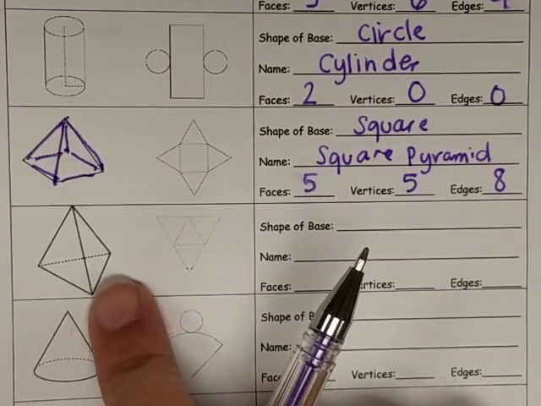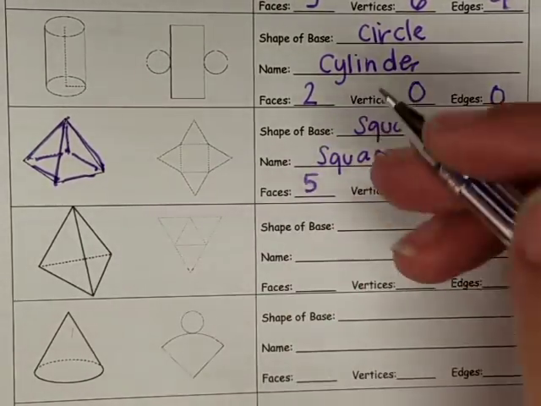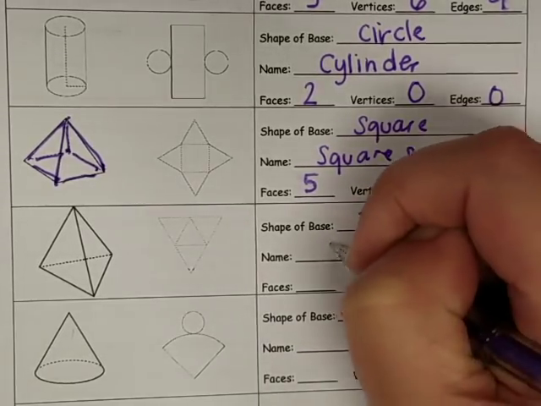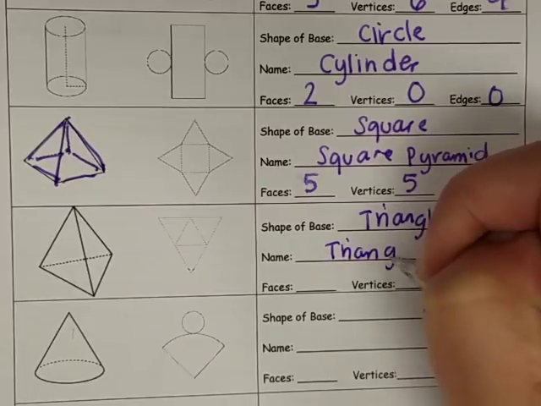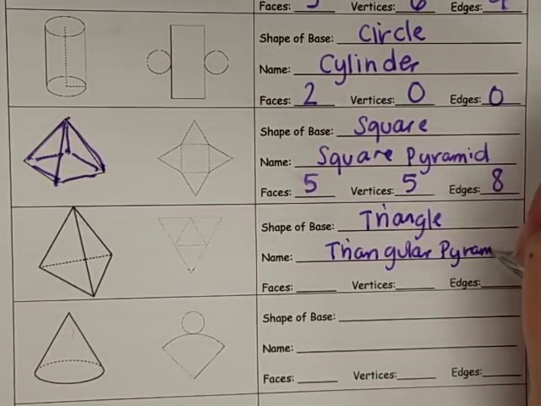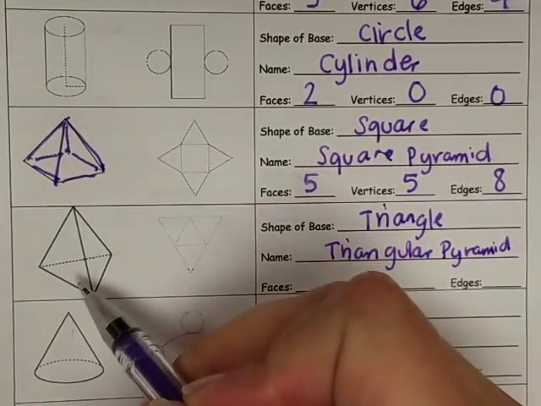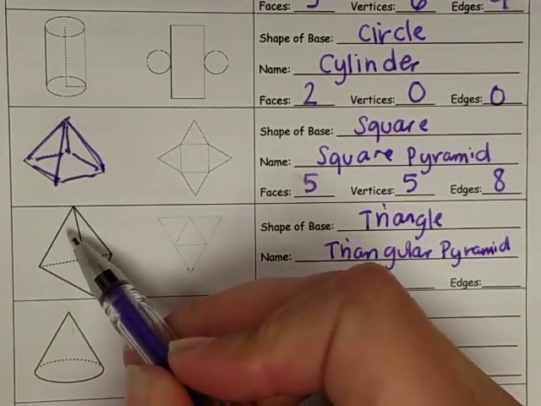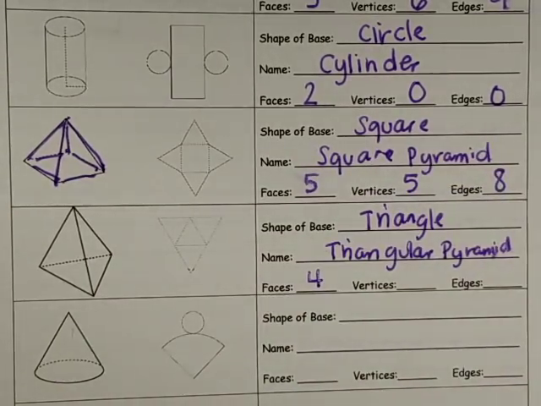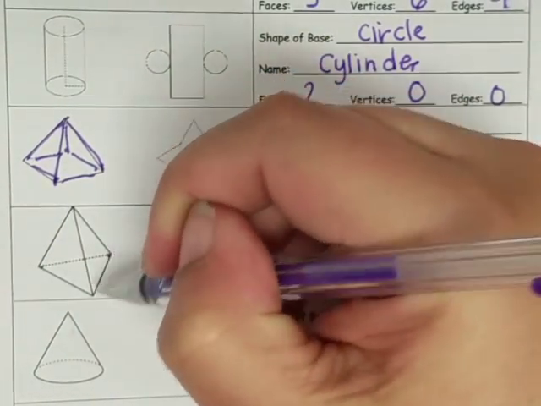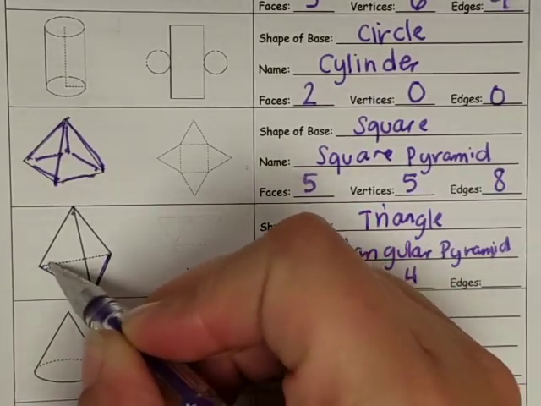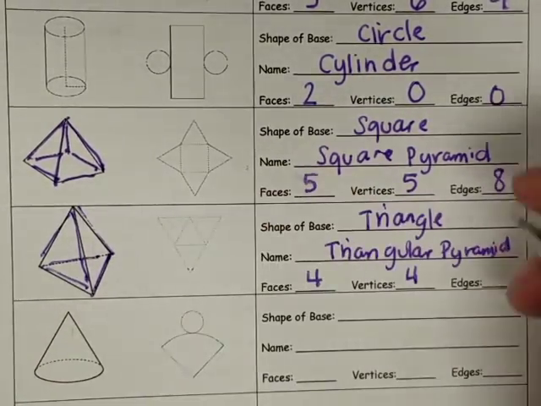The next shape is another pyramid, but this time the base is a triangle, so we're going to write the word triangle right here. And then the name is a triangular pyramid. Okay. The number of faces, 1 on the base, and then 2 in the back, 3, and then 4. So 4 faces. Number of vertices, 1, 2, 3, 4 vertices. And then the number of edges, 1, 2, 3, 4, 5, and 6.